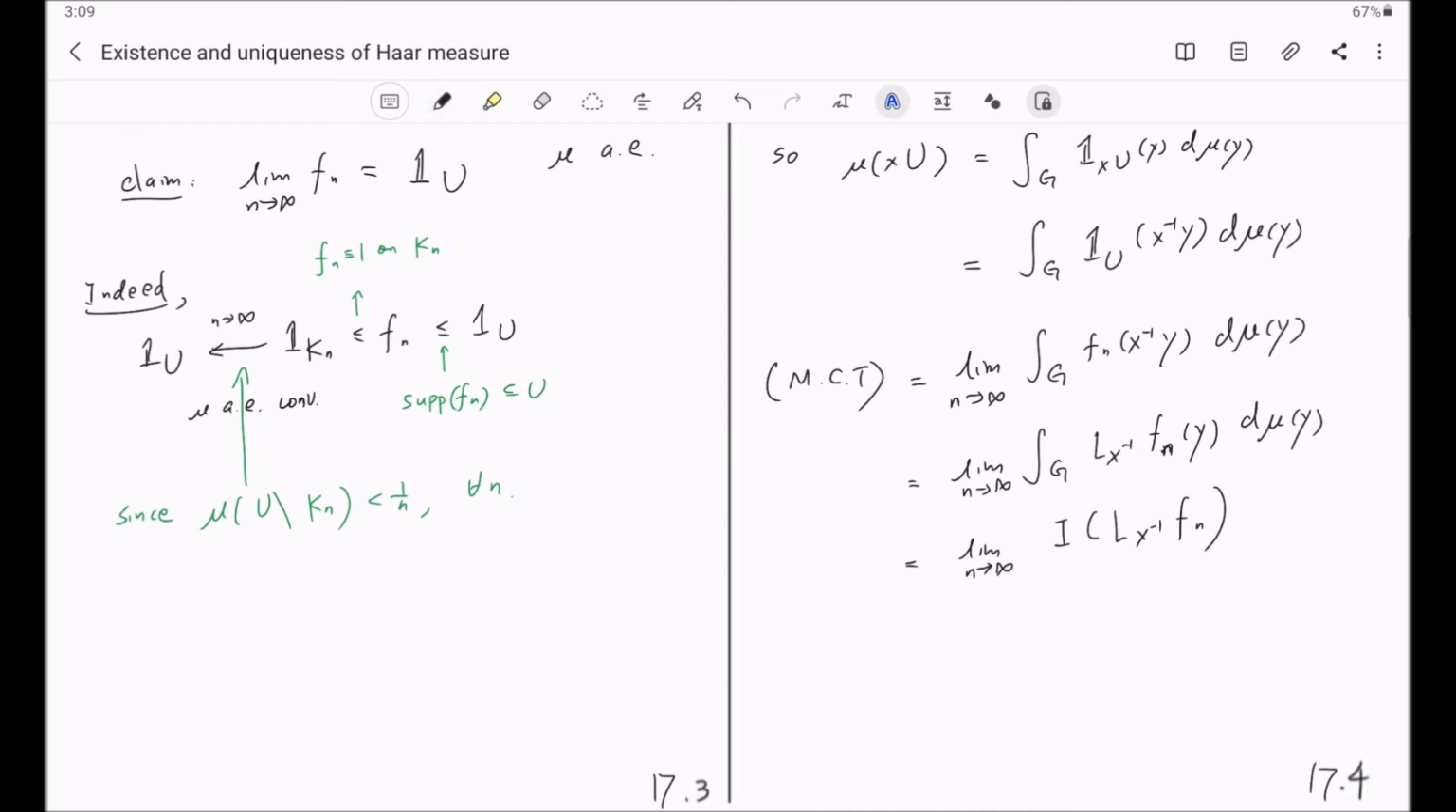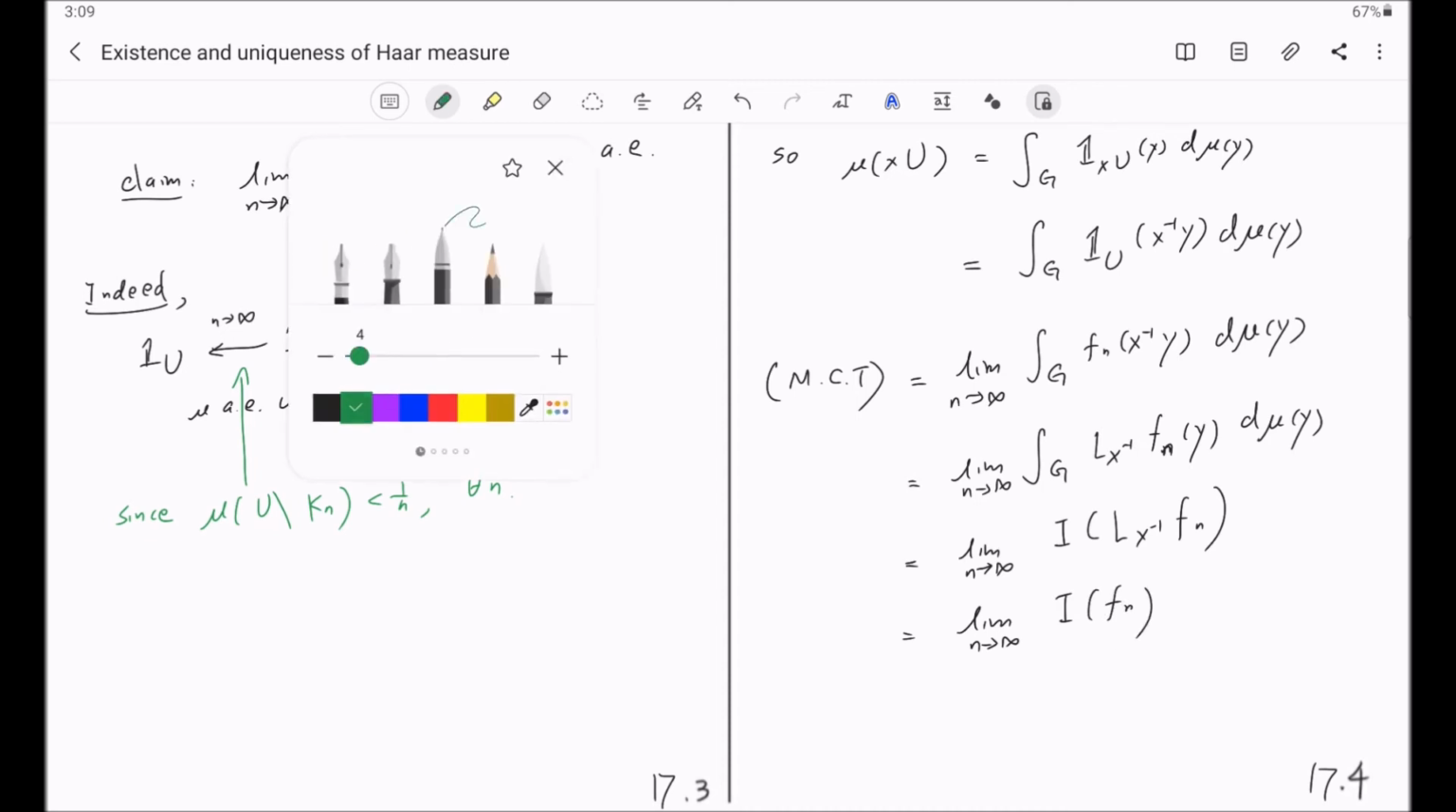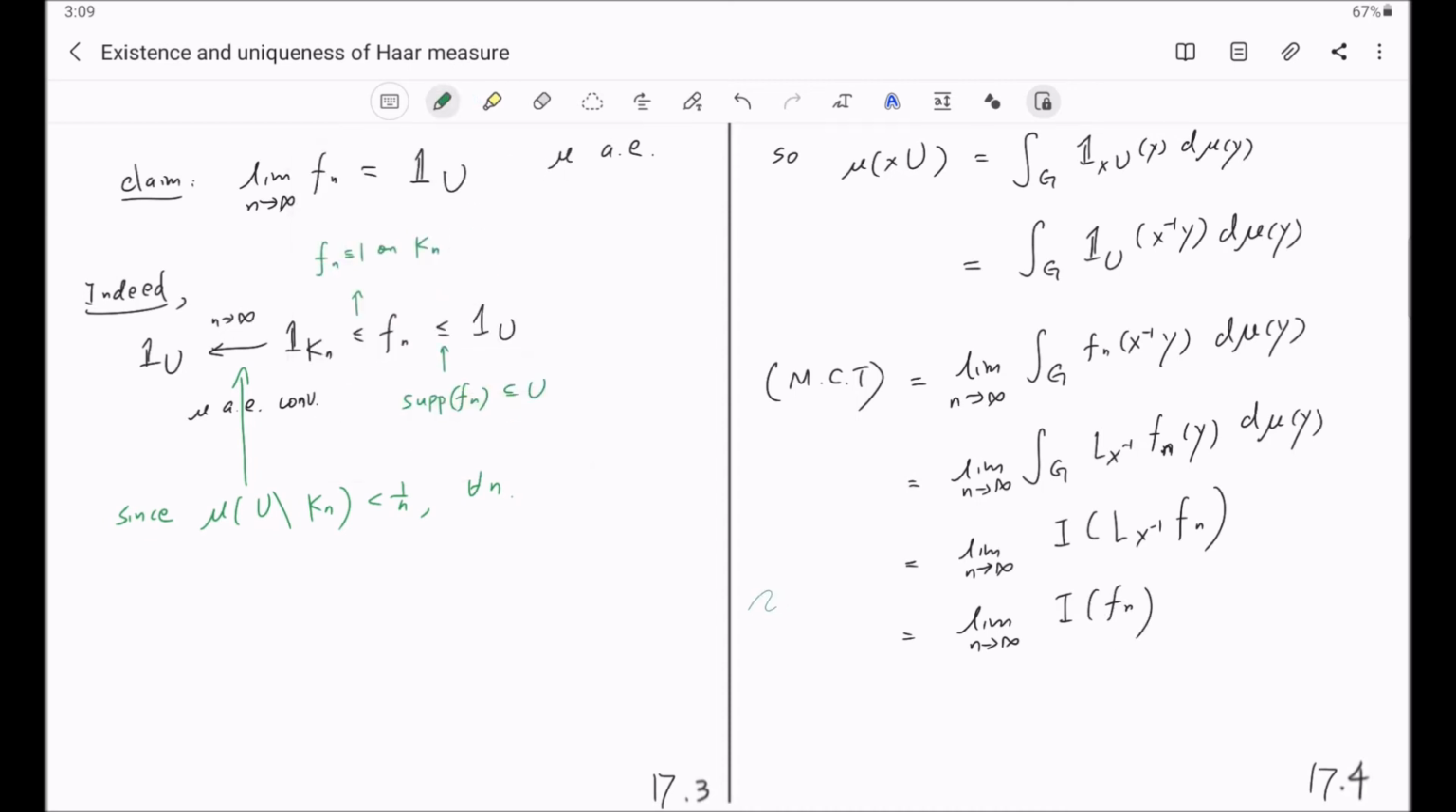But we already know that I is left G invariant. So this is the same as I of Fn. This is by left invariance of I.